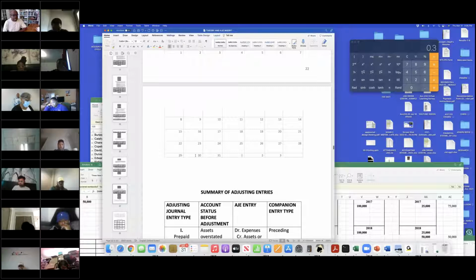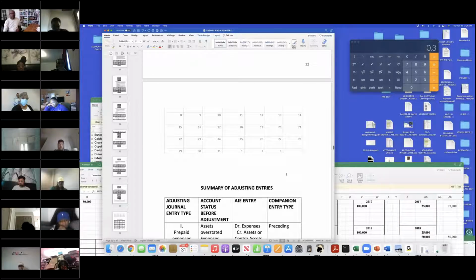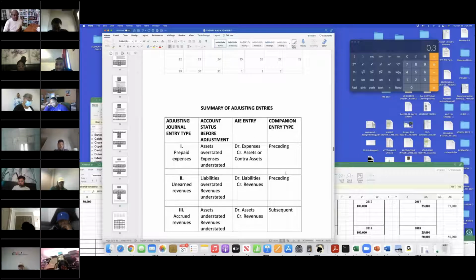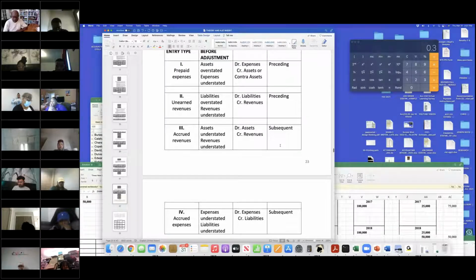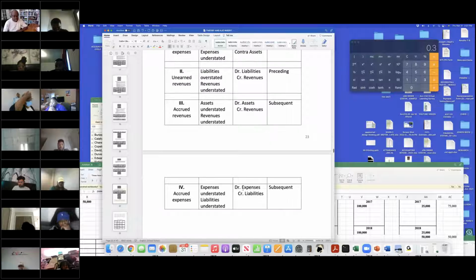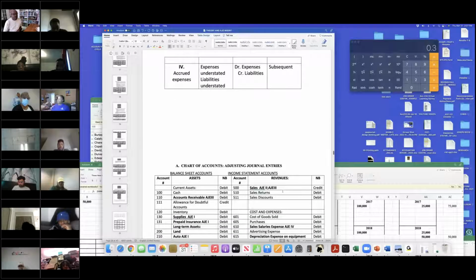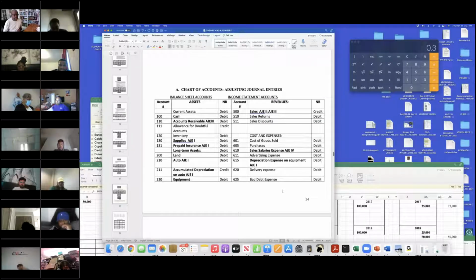Okay. Here's your summary of adjusting entries. If it's a prepaid expense, you're going to debit the expense and credit the asset or the contra account. If it's unearned revenue, you're going to debit the liability and you're going to credit revenues. There was a preceding entry. For accrued revenues and accrued expenses, for the accrued revenue, type 15, you're going to debit a receivable and credit revenue. For an accrued expense, you're going to debit an expense and credit the liability. And then there will be a subsequent entry where you will make the payment. And I put this chart of accounts in there for you, which sort of shows you the journal entries you've got to work with.